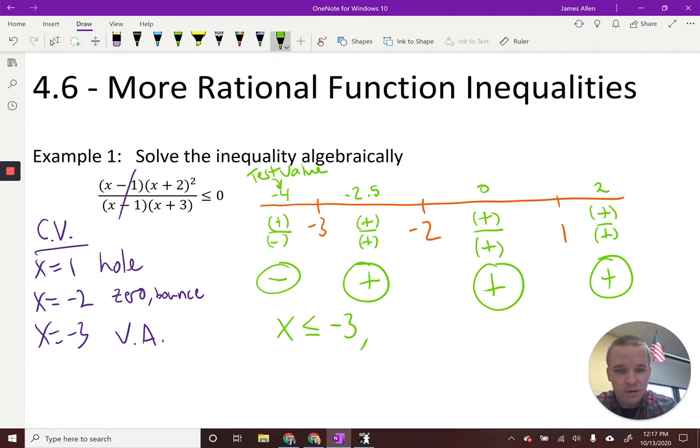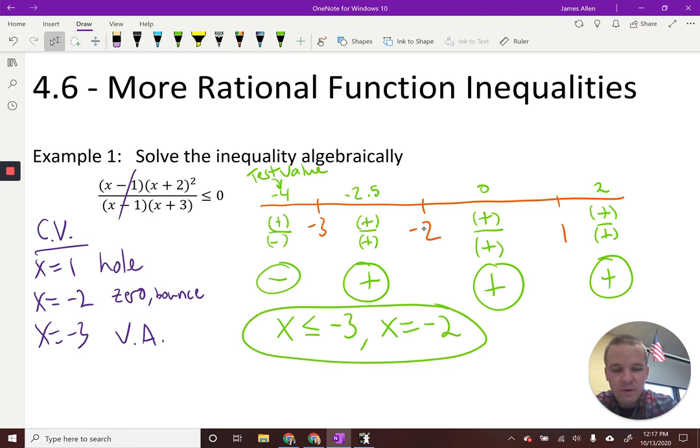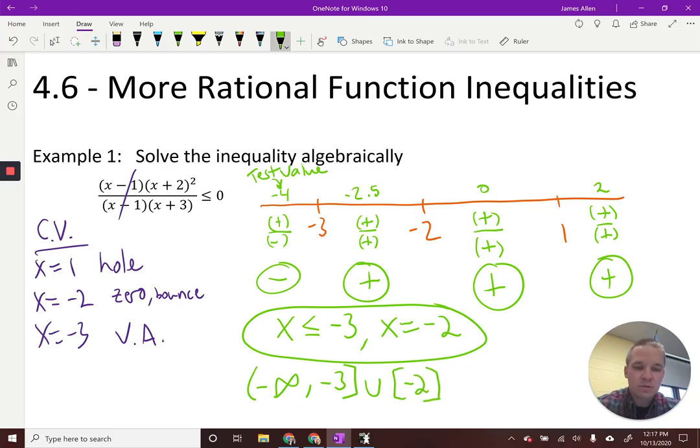And then also, when is it equal to 0? Well, right here, it's equal to 0 here. So I'd also have to include x equaling -2. Awesome. And then if I were to write that in interval notation, I would have from -infinity, including -3, and then -2 all on its lonesome. That's where it's equal to 0.